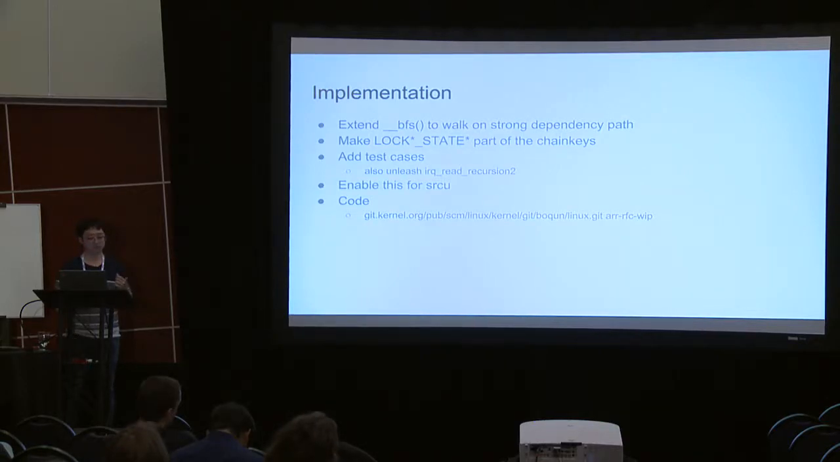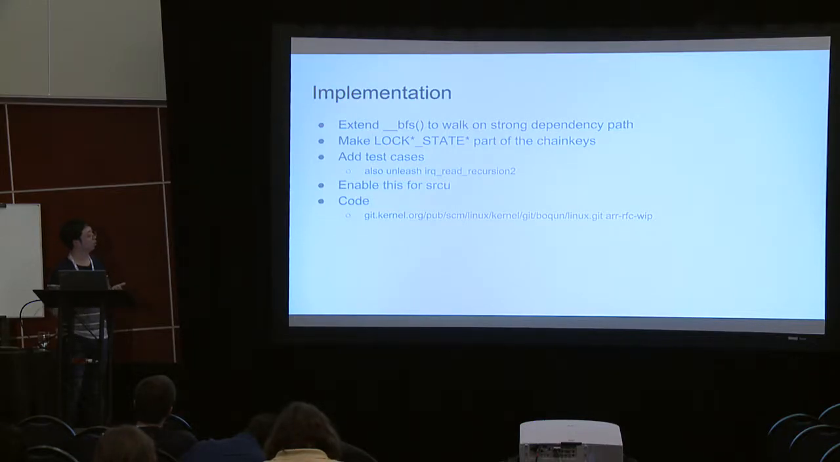But that chain didn't take into account recursive read locks, so we need to fix that. I also added a few tests for this. There is also a very old test called RQ read recursion test. I think it came along with the very first commit of Lockdep, and it had been commented out. So I uncommented it so that I got the expected result. I also enabled this for SRCU, so we can now use this to detect deadlocks for SRCU. You can find the code here in my Git repo, in that branch.